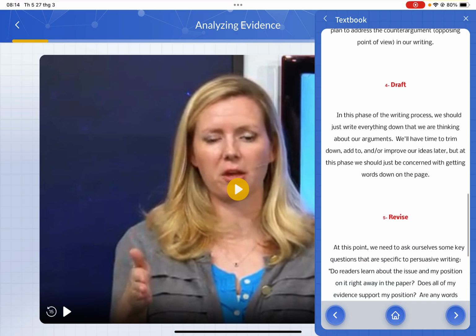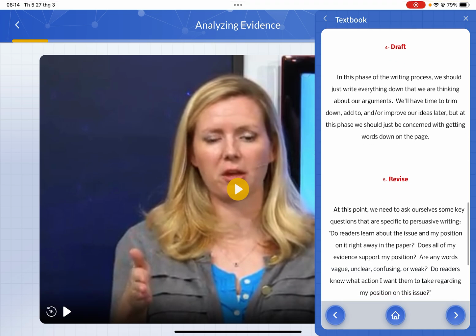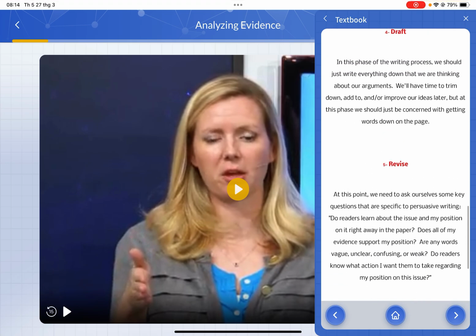And now we have to draft it down, which is the writing process. In this phase of the writing process, we should just write down everything that we are thinking about our arguments, so we will have time to trim down, add to, or improve our ideas later. At this phase, we should just be concerned with getting words down on the page. It doesn't matter if the spelling is wrong or right. Just write every word down on the page.